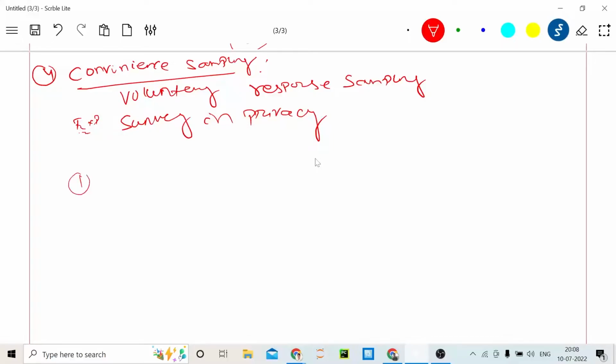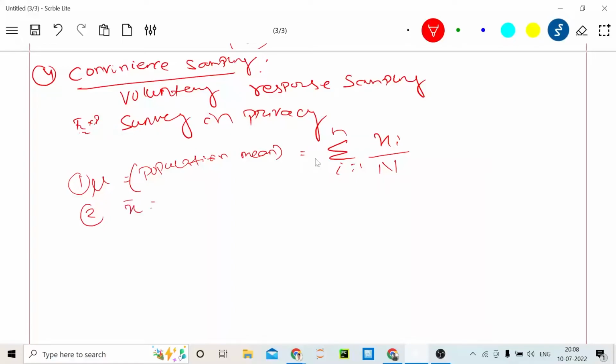The formula of mean is mu, which is the population mean. Mu is nothing but the population mean. The formula is very simple: summation i=1 to n, x of i, divided by n. And there is also the sample mean. The sample mean is denoted as x bar.